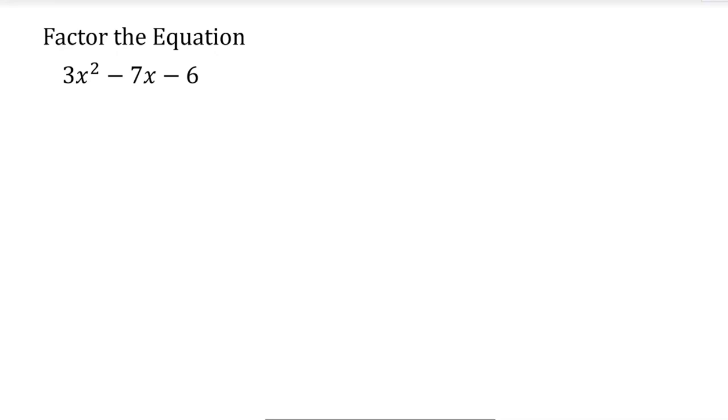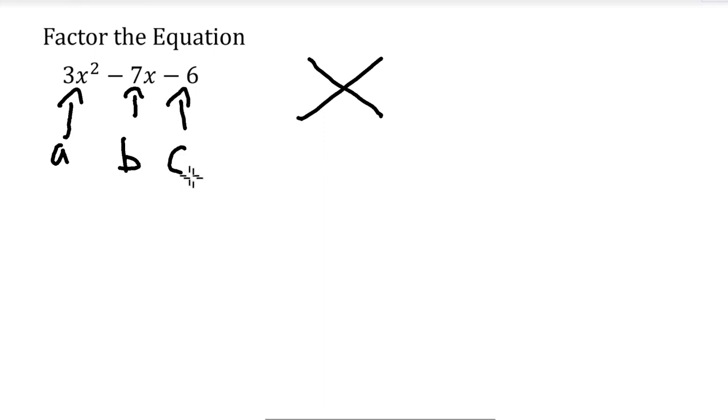Whenever factoring, the basic rule is you can draw an X like this. Let's label these: A, B, and C. Always at the top we're going to write A times C, and at the bottom we're going to write B.